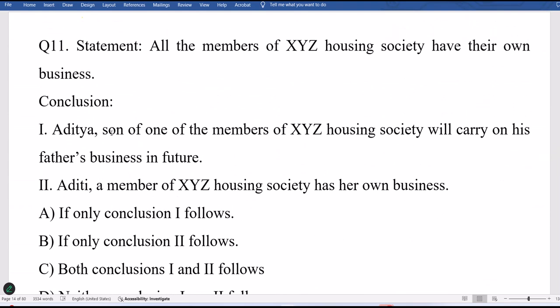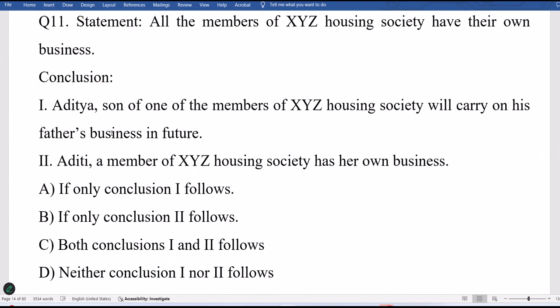And this question, statements and conclusions: all the members of XYZ housing society have their own business. So in this society, who are the members? They have their own business. Aditi, a member of that society, has her own business. Correct. Aditi is in XYZ society, so she has her own business. Correct. That's what follows from the statement.